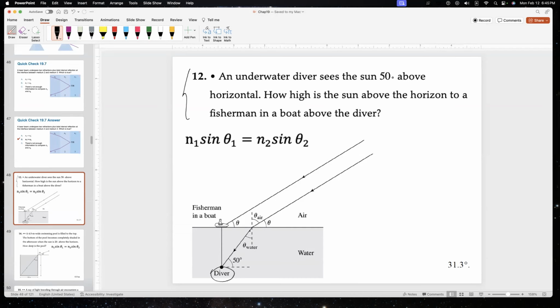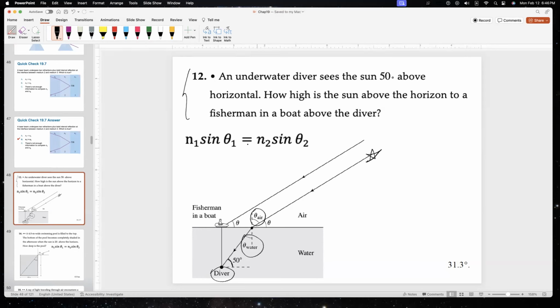And he sees the sun 50 degrees above the horizontal. So that's what he sees. So you've got to draw here the boundary between water and air. That's where he sees 50 degrees. Now we know that the light from the sun comes from air, and then will refract and enter water. So this angle in air will be very different from the angle in water, right?